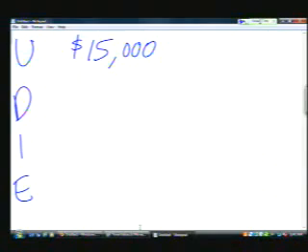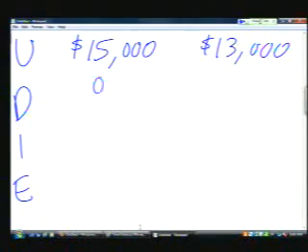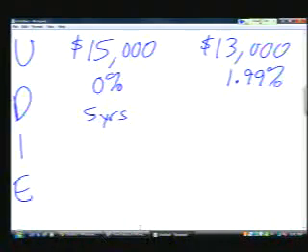Now the question is, should you take the $2,000 cash back, or should you take the 0% financing? So over here, this is 0% for 5 years. This over here, and let's also assume you have good credit that you'll qualify for each one of these. So which one is the better deal?